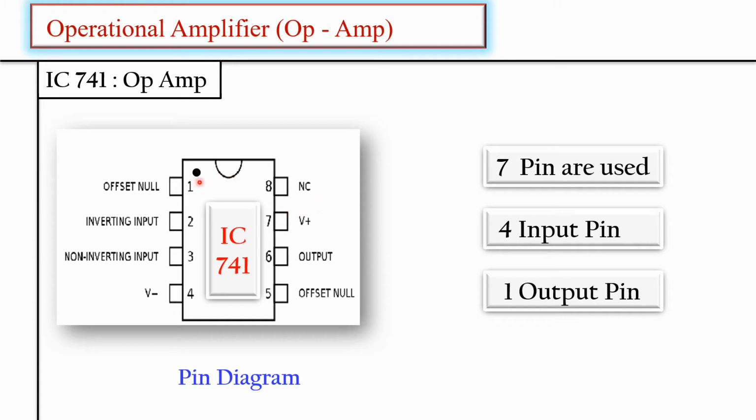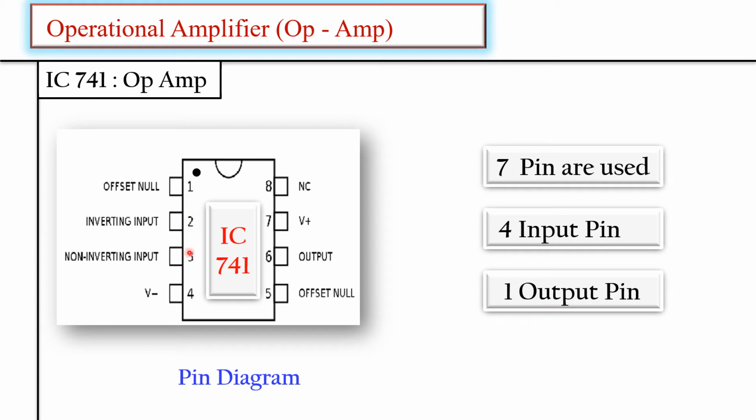See, there is a notch also to represent where you have to start the pin numbering. So your dot is there and the notch is also there. This cut, you can say C shape, is nothing but called a notch. So you can start the numbering from here, number 1, 2, 3, 4, 5, 6, 7, 8 like this. Clear? Here 4 pins are input and 1 pin is output.